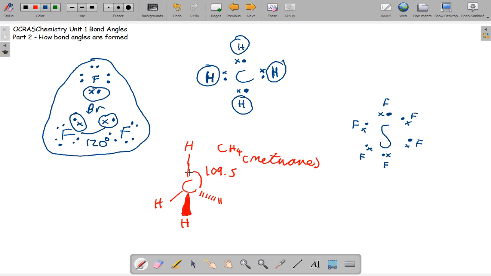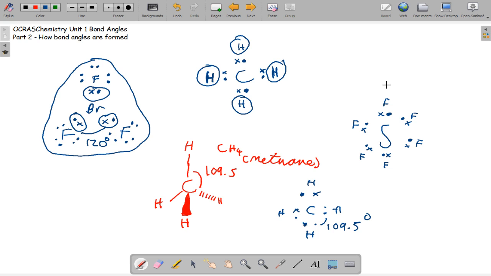But if you look at methane here, it would have a dot and cross diagram something like this, and your hydrogens on the outside. That would be a tetrahedral one, and they would have a bond angle of 109.5. So tetra meaning 4, and that means it has 4 bonded pairs and no lone pairs.